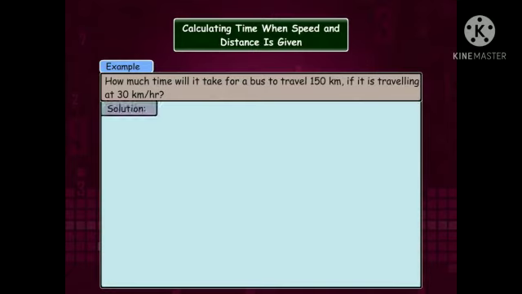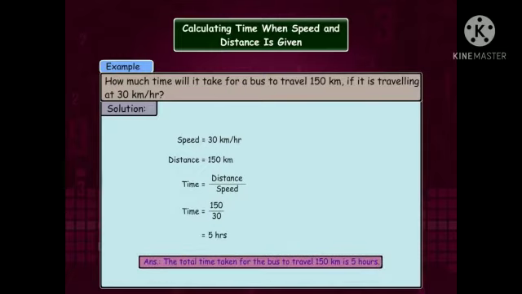Solution. Speed is equal to 30 kilometers per hour and distance is equal to 150 kilometers. Time is equal to distance over speed, which is equal to 150 by 30. Cancel zeros, and 3 will cancel in 15 5 times, which is equal to 5 hours. Therefore, the total time taken for the bus to travel 150 kilometers is 5 hours.